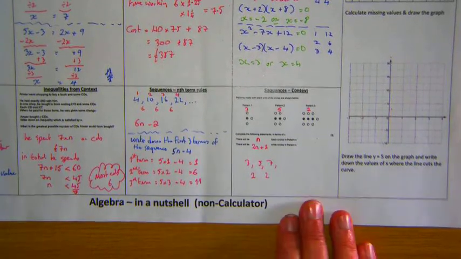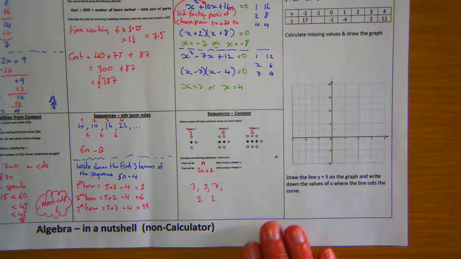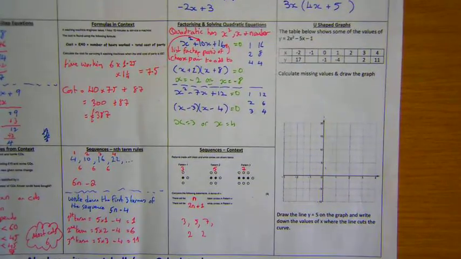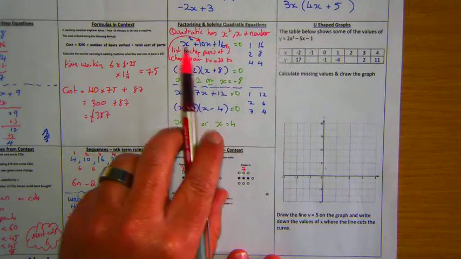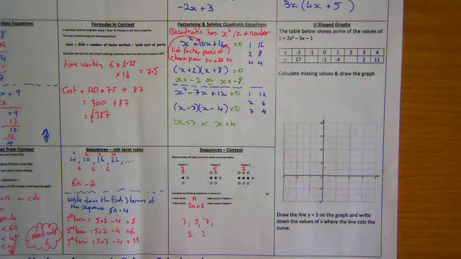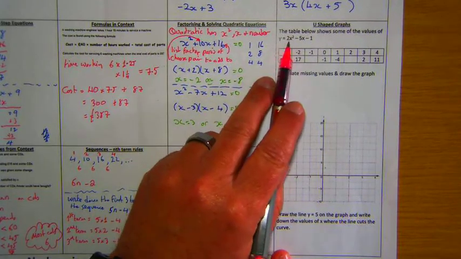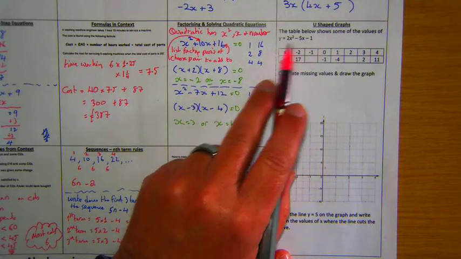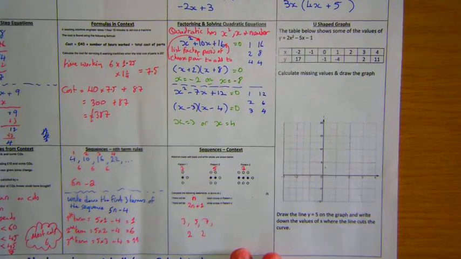So those are sequences. The very final algebra that we need to refresh our memory on then are the U-shaped graphs. So we're taking a quadratic expression, just like that one there, x squared, x and a number, and we're using that to look at what it would look like plotted on a graph where the x is the x coordinate, and by putting values of x in there you calculate the corresponding y coordinate.